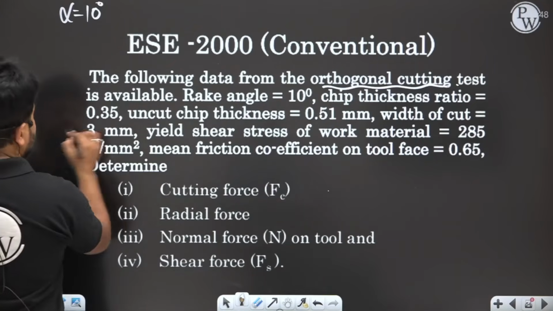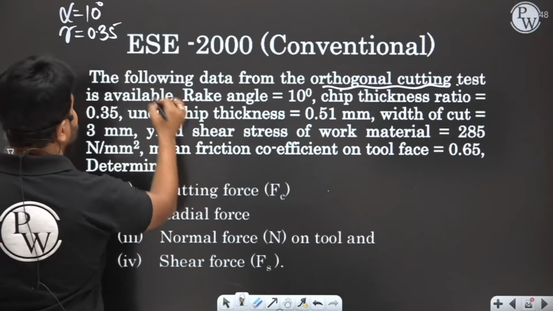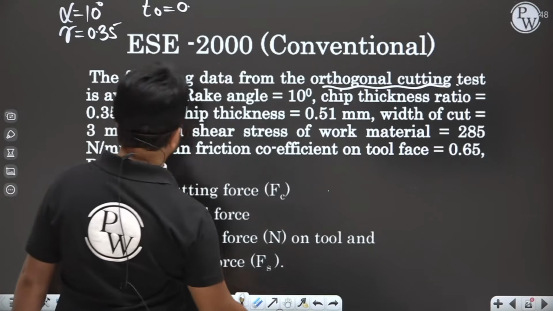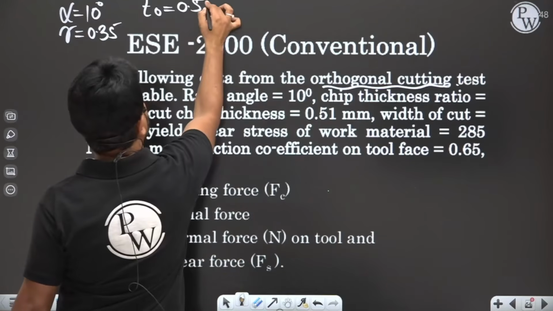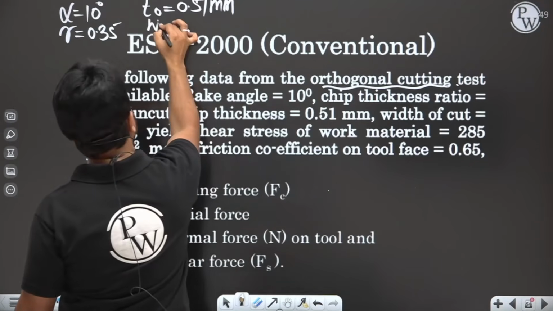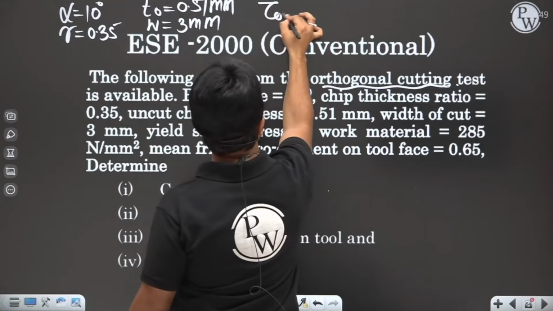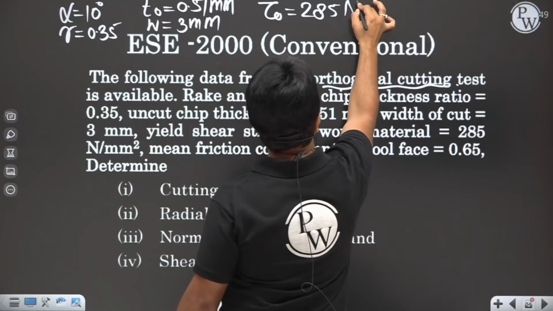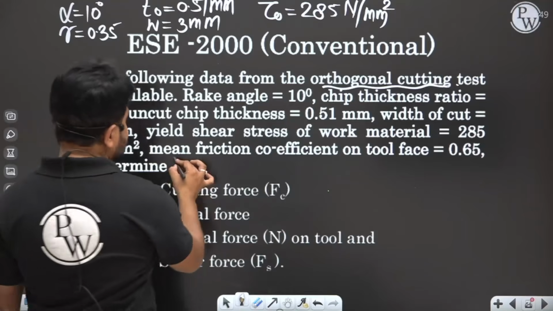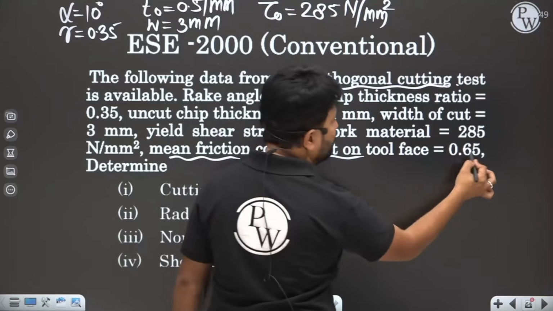Chip thickness ratio, r, is given as 0.35, right? Uncut chip thickness, t0, is given as 0.51 mm. Width of cut, w, is 3 mm. Yield shear strength of the workpiece, tau naught, is 285 Newton per mm square. It is given to us. Mean friction coefficient on the tool face is 0.65.